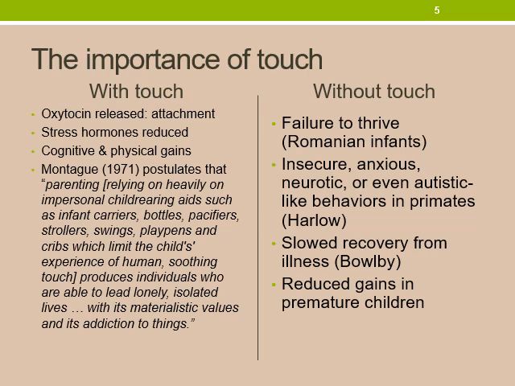In fact, Montague in 1971 postulates that parenting, relying heavily on such impersonal child-rearing aids as infant carriers, bottles, pacifiers, strollers, swings, playpens, and cribs, which limit the child's experience of human soothing touch, produces individuals who are liable to lead lonely, isolated lives with its materialistic values and its addiction to things. And so we know that there was some bad advice, and that bad advice was heeded a bit too often, maybe to the extent that it even impacted generations to come.